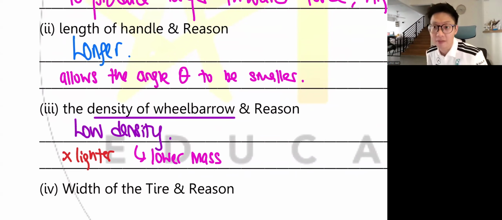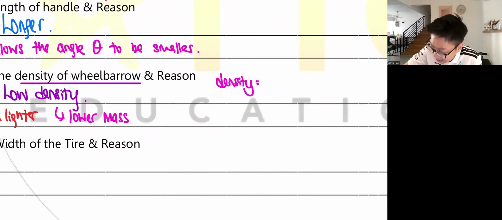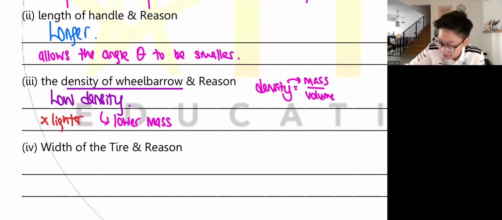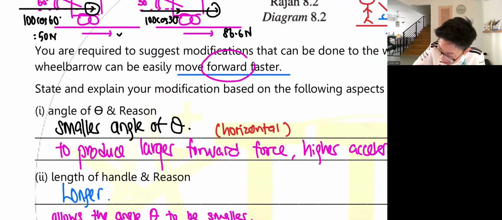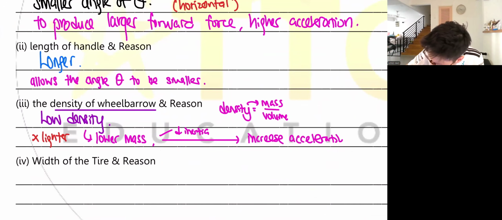Don't even say weight. Why? Because density, the formula for density is literally mass over volume. So what density directly affects is mass. So you just say lower mass, then you can say you got two answers, or you can say reduce the inertia. But since here they talk about basically moving forward faster, the best answer here is I can say so that I can increase the acceleration of the wheelbarrow.